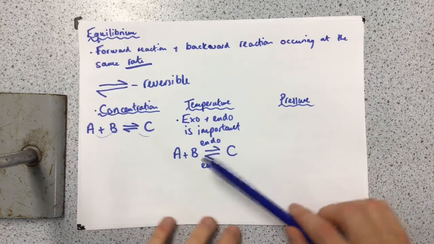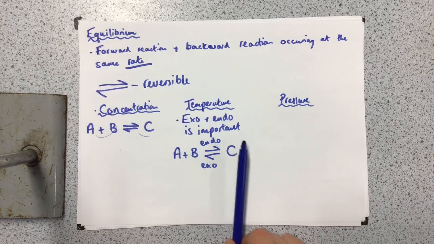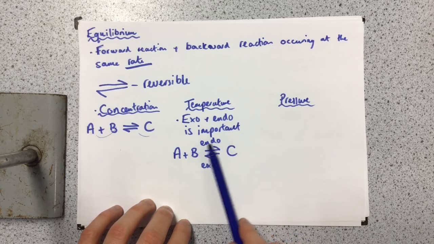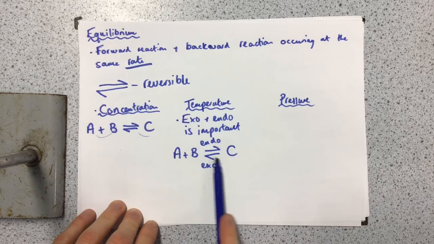So in this example, if we said we're going to increase the temperature on this reaction, the forward reaction would happen. So we would produce more of C because it's an endothermic reaction. Likewise, if we said we're going to decrease the temperature, the reaction would go backwards because it's exothermic.